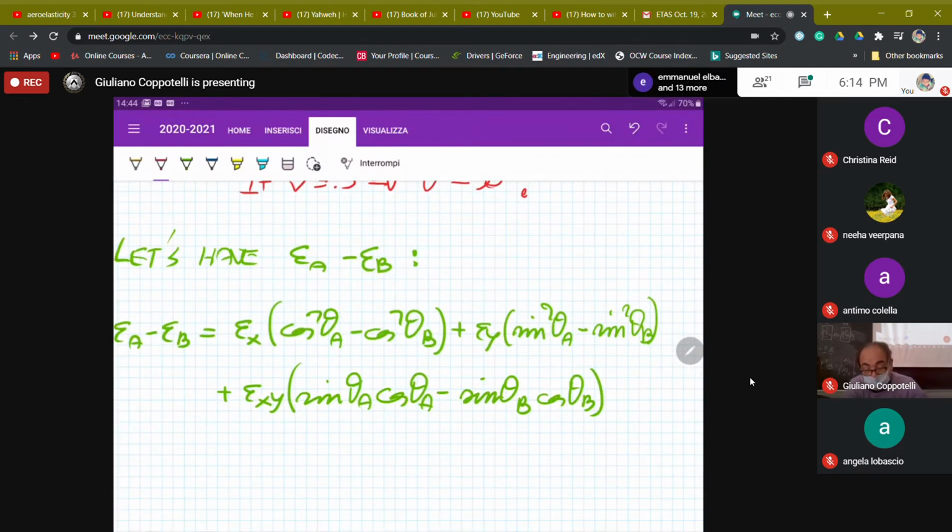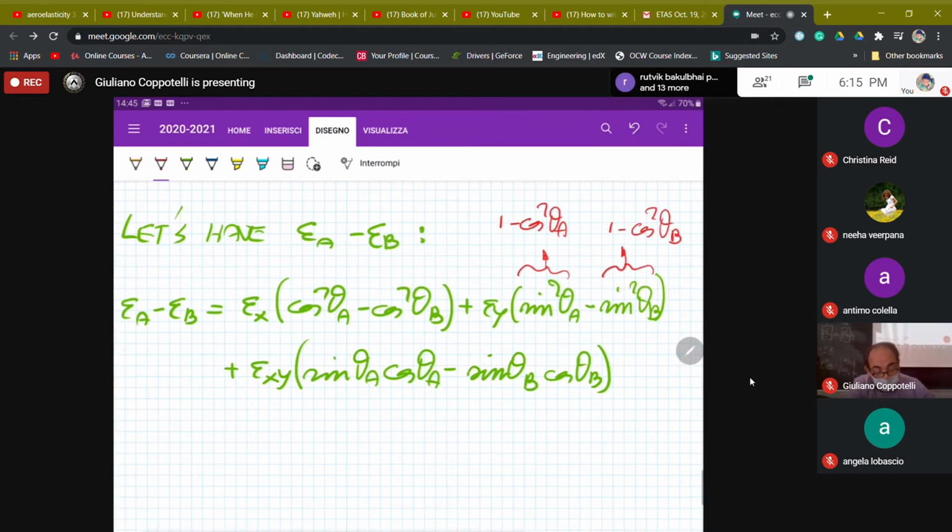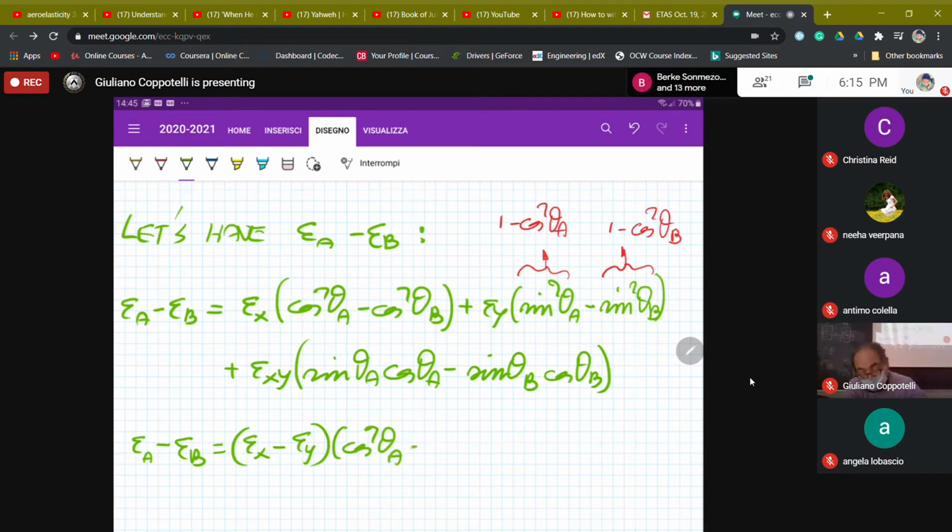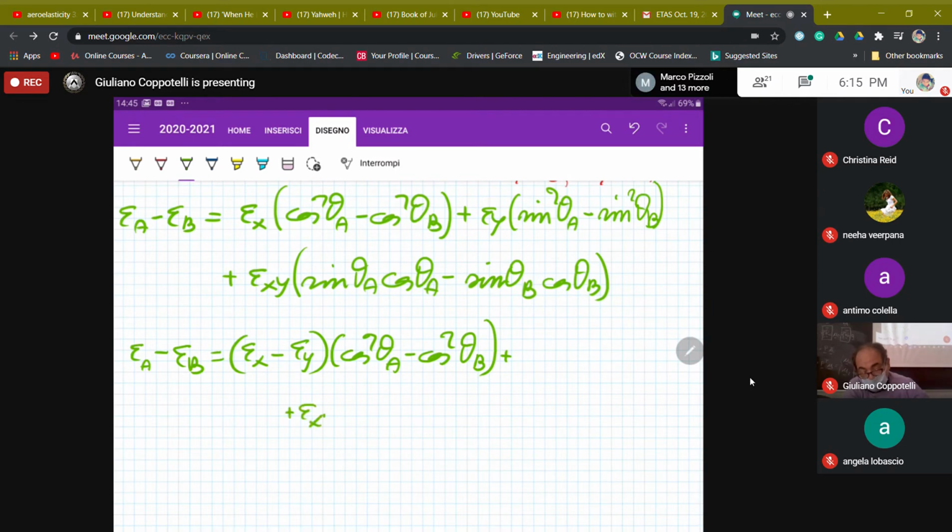Now if you rewrite this term as 1 negative cosine square theta A and this other term as 1 negative cosine square theta B, then you can have the difference between the two strain gauge measurements rewritten as epsilon x negative epsilon y times (cosine square theta A negative cosine square theta B) plus epsilon xy times (sin theta A cosine theta A negative sin theta B cosine theta B).